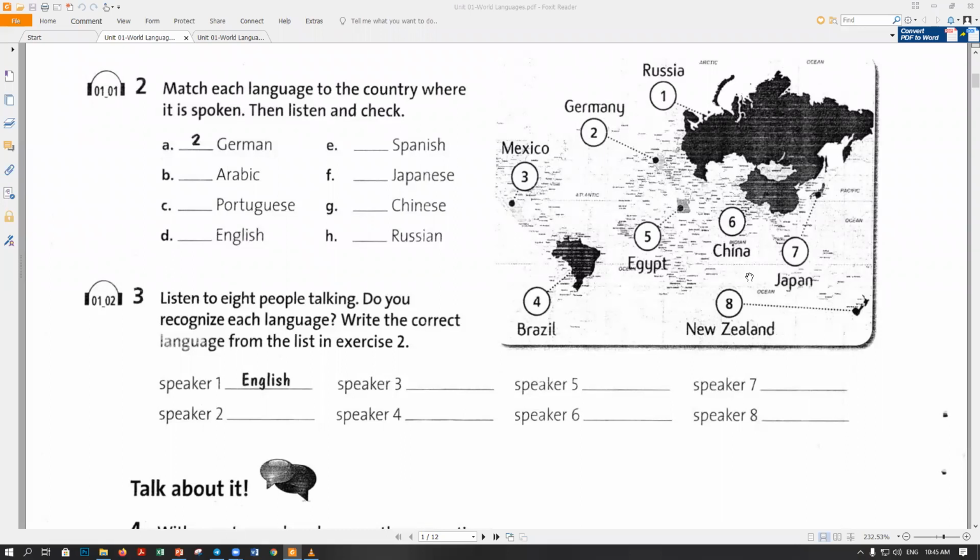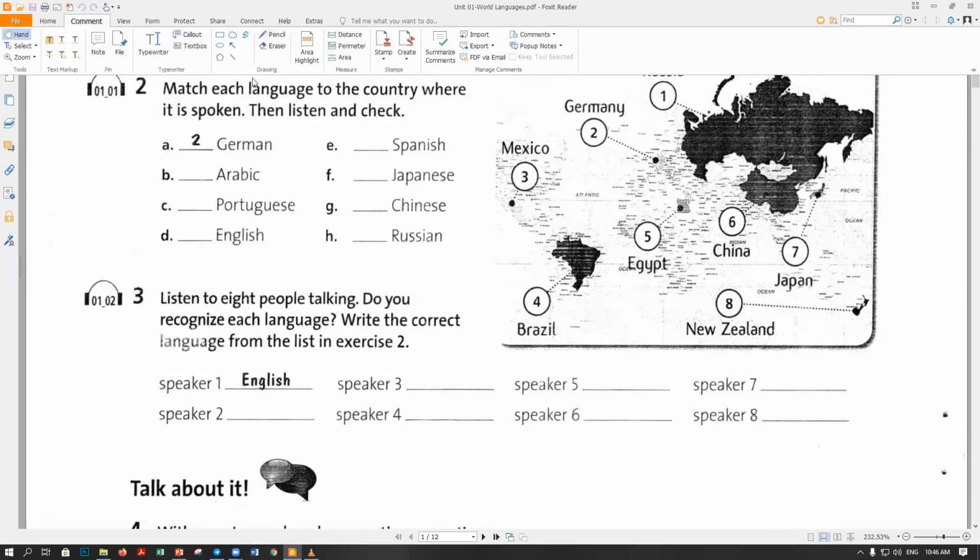Okay, everyone, now look at the map with numbers, and the numbers are also recognized by the name of the country: number 1 Russia, number 2 Germany, number 3 Mexico, number 4 Brazil, number 5 Egypt, number 6 China, number 7 Japan, number 8 New Zealand. So everyone look at exercise 2. We have 8 languages: German, Arabic, Portuguese, English, Spanish, Japanese, Chinese, Russian. What you need to do is match each language to the country where it is spoken. Then listen and check.